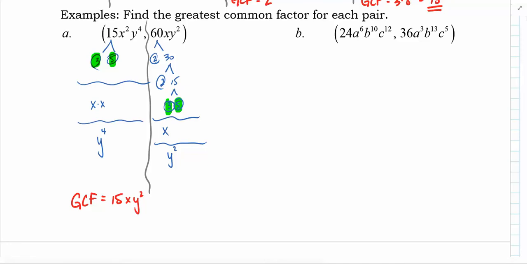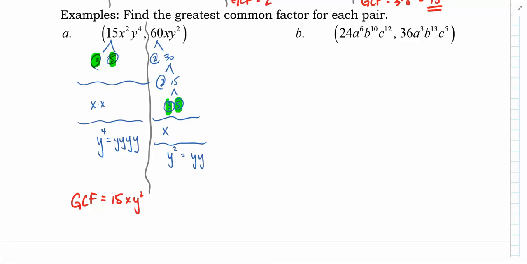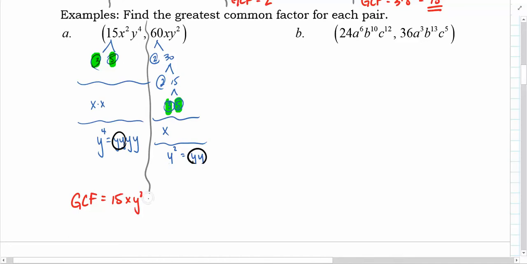And we would see that that is the GCF if I had written it out. On the left side, we'd have y 4 times, and on the right side, we'd have y twice. And the pieces that we have in common, well, 2 y's here and 2 y's there. And that's why we show that the GCF is 15xy squared.